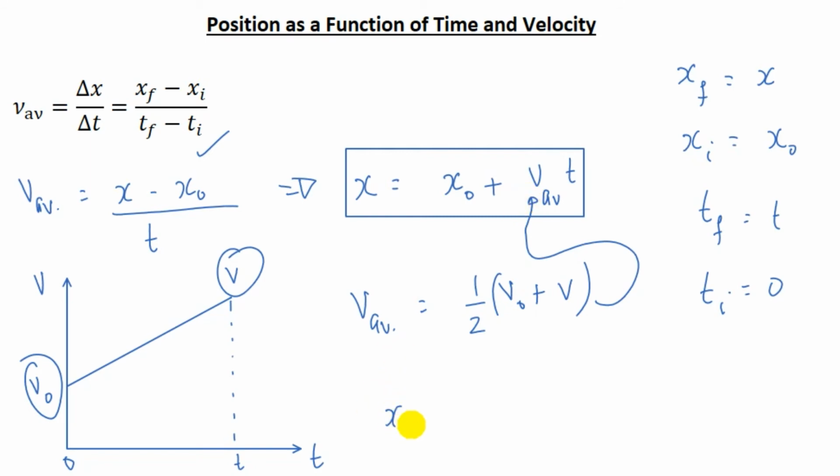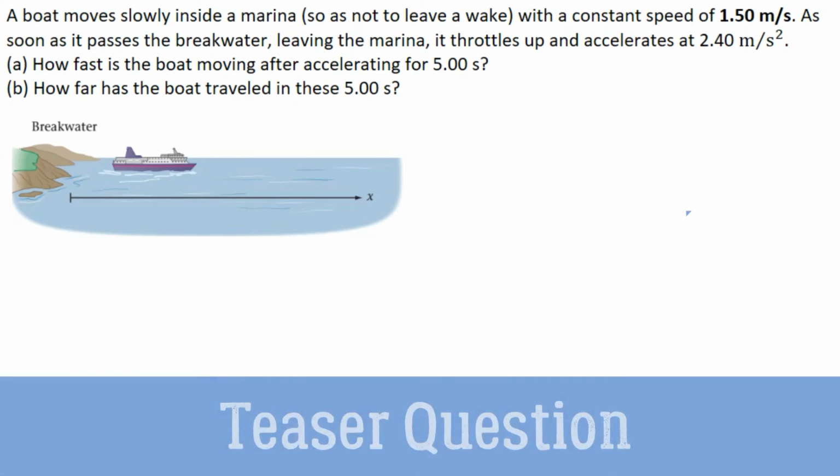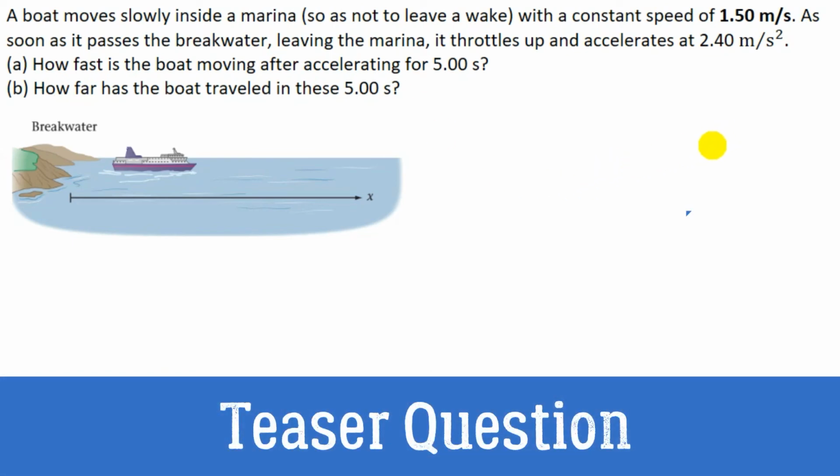So you can put this average velocity here. So this x would become x equals, let me write it with a different pen. So this x will be equal to x naught as it is, plus half of v naught plus v times t. So this is the second equation that we have obtained. And now we can discuss one question based on this equation. This is the same question that I discussed in the starting of the video. Now let's discuss this question in detail.